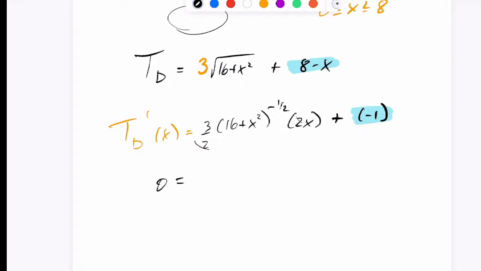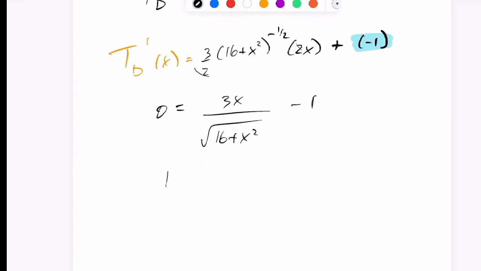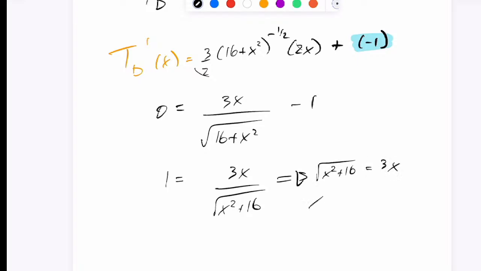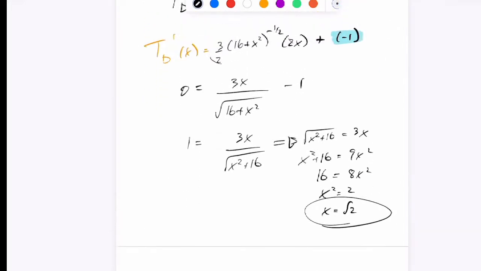So now set this equal to 0, and I can solve this. The 2's will cancel. I get 3x over the root of 16 plus x squared, minus 1, and you're just solving for this. I can look up 51 for you, Daniel. Then I get x squared plus 16 equals 3x. Square both sides, and you just solve a radical equation. Squaring both sides, you get 9x squared, minus 16 is 8x squared. I'm getting x squared is 2, so root 2 for x. Turns out that x is root 2, and then you have to check your endpoints.